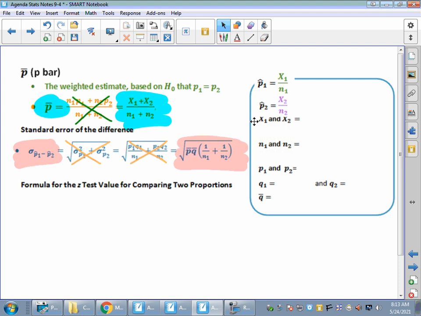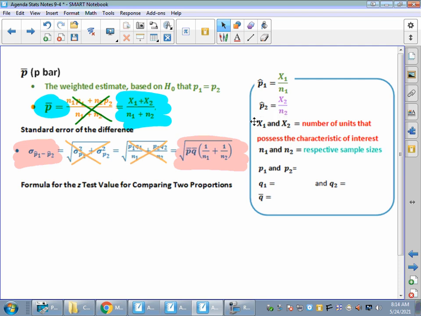P hat 2, we've always just dealt with 1, but we've got 2 different samples we're dealing with, is the number of items with that characteristic over the sample size in sample 2. Here x1 and x2 are the number of units that actually possess that characteristic. So that's where those numerators come from. If 15 people out of 45 order salad, it would be 15 over 45. We know that n sub 1 and n sub 2 are our sample sizes for each of our 2 samples.